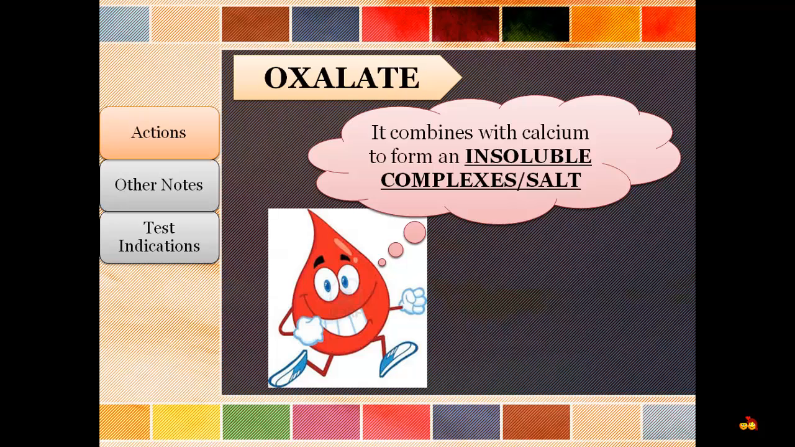So, question: ma'am, why is it calcium, of all things, that our anticoagulant oxalate binds? Well, basically, calcium is a cofactor during clot formation. Therefore, if calcium is present, coagulation is promoted. If there is no calcium, there will also be no clot formation, because once again, calcium is used as a cofactor during clot formation. So the action of our oxalate is to combine with calcium to form an insoluble complex or salt.